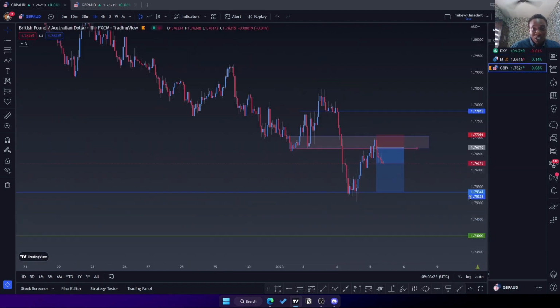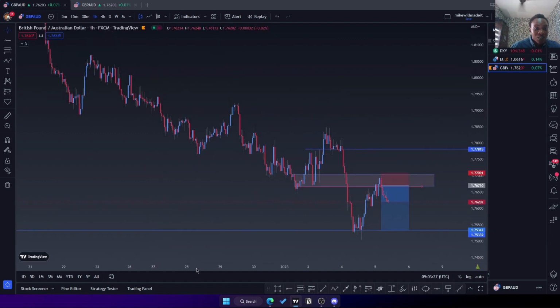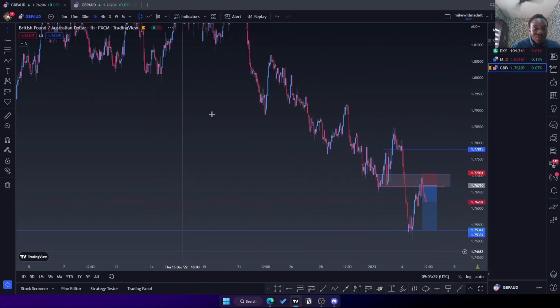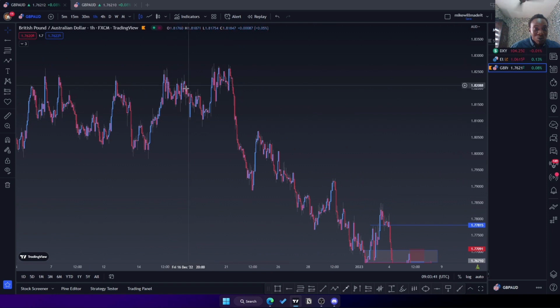GBPAUD has been very interesting. Before the year closed, GBPAUD started falling off a cliff. But before that cliff, there was a lot of range around there. You could see lots of range here, first range, second range before the fall. And that's why I like the pair. If it wants to move, it moves, and we just have to be patient with this.